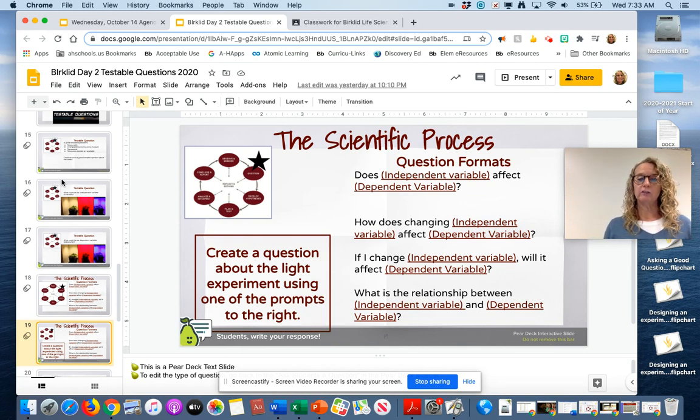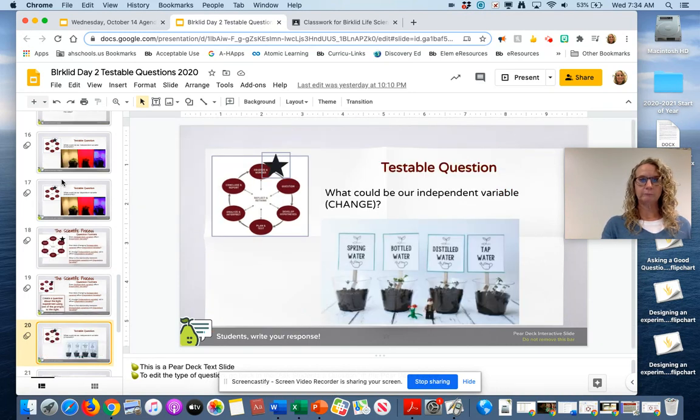I could say, if I change the color of light, will it affect the height of the plant? And then I could also say, what is the relationship between the color of light and the height of the plant? All of those are good independent questions. I can measure them, change them, repeat them, and I have the materials I need to do them. Let's try one more.